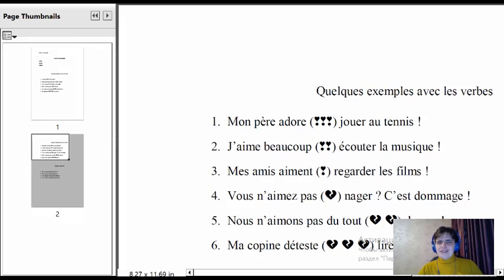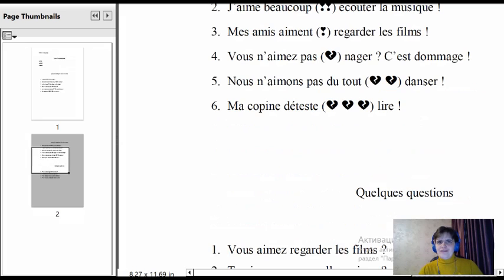One last point I think we need to discuss today is how do we ask questions about what we like or what we don't like. Obviously, we can no longer use the verbs détester or adorer. I don't see how we can ask a question using them. So we only focus our attention on the verb aimer. Let's see a few examples.